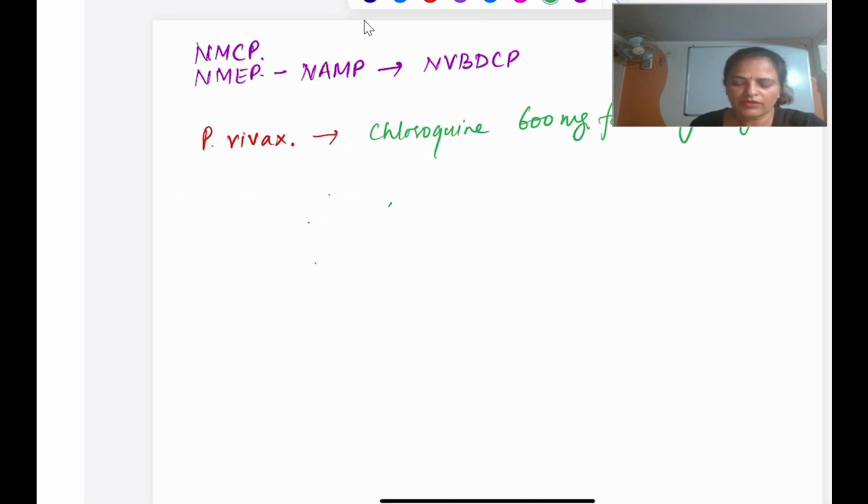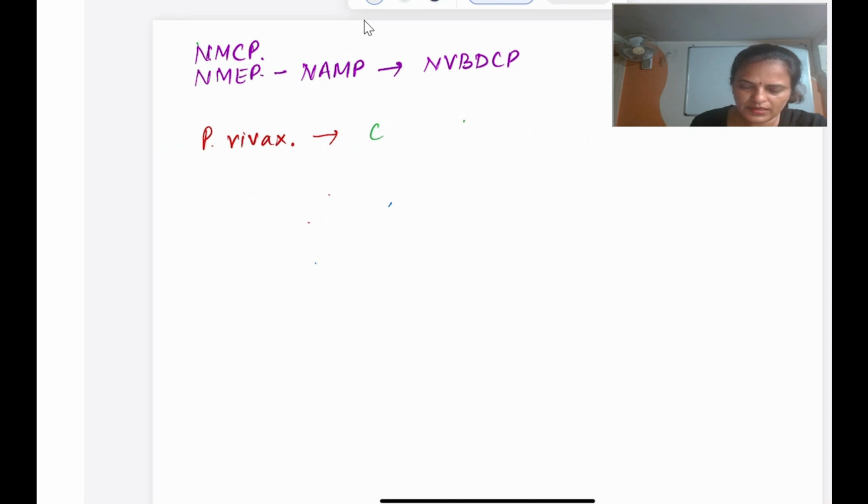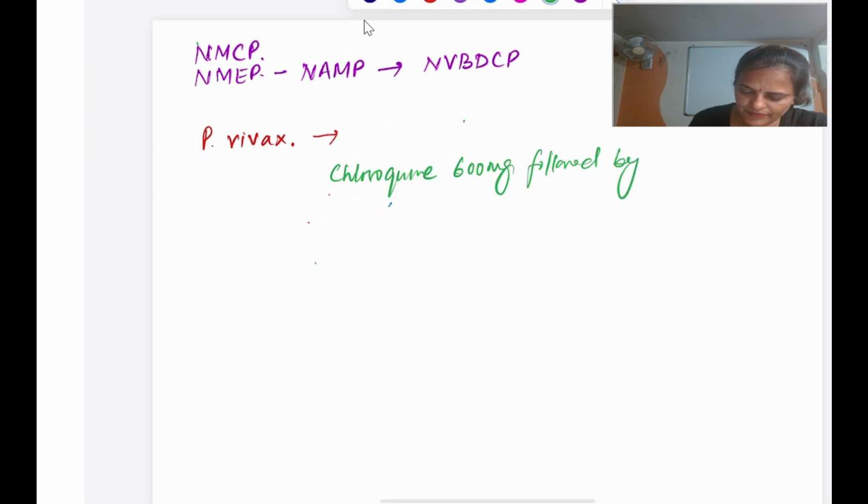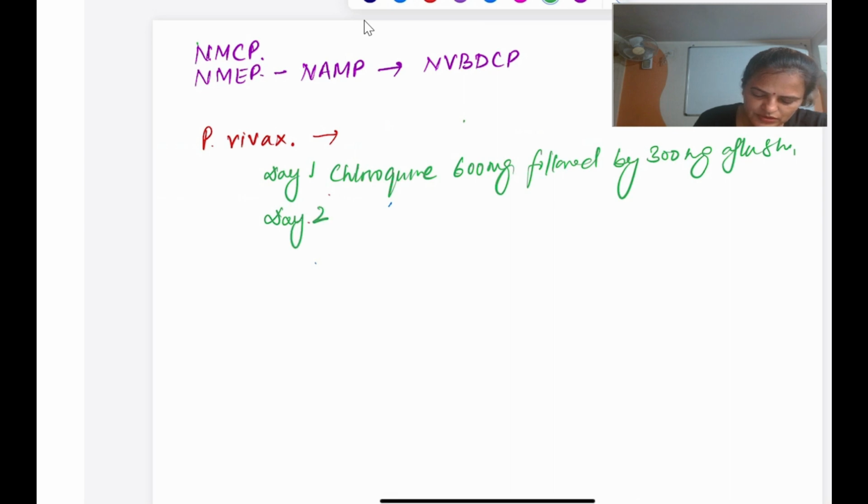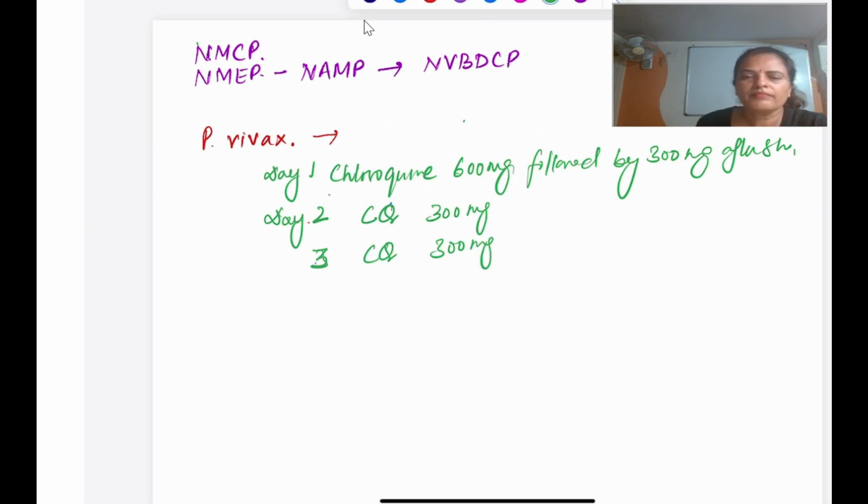You have to give 4 tablets, followed by, let me write it again. We are giving chloroquine 600 milligram followed by 300 milligram after 8 hours. This is day 1. Then day 2, again chloroquine 300 milligram. Day 3, chloroquine 300 milligram. So this is going to take care of the erythrocytic phase.